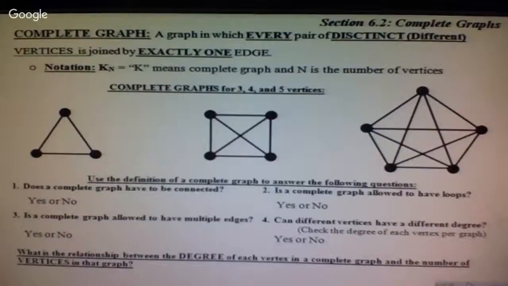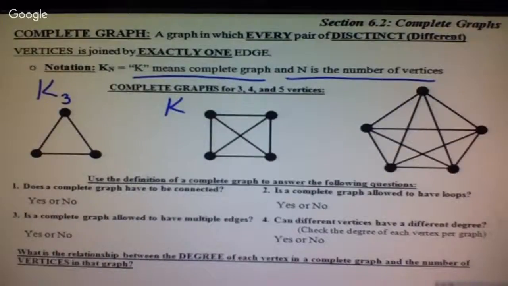The first one is a complete graph of 3 vertices. They will call this K sub 3. K means complete graph, and n is the number of vertices that are in the picture. So this middle one, they would call this K sub 4. I've got 4 vertices. And this last one would be K sub 5.